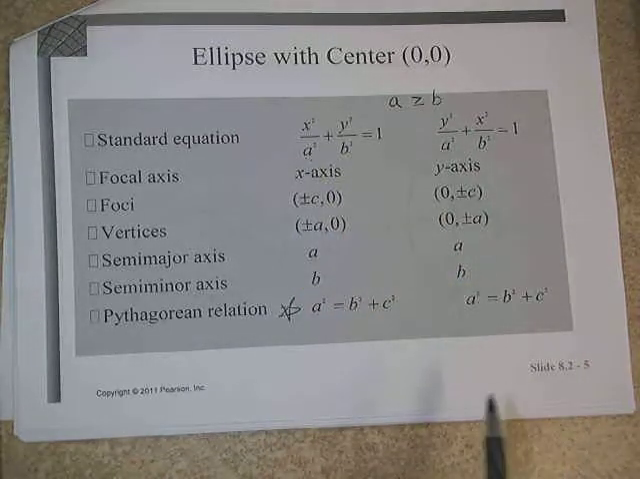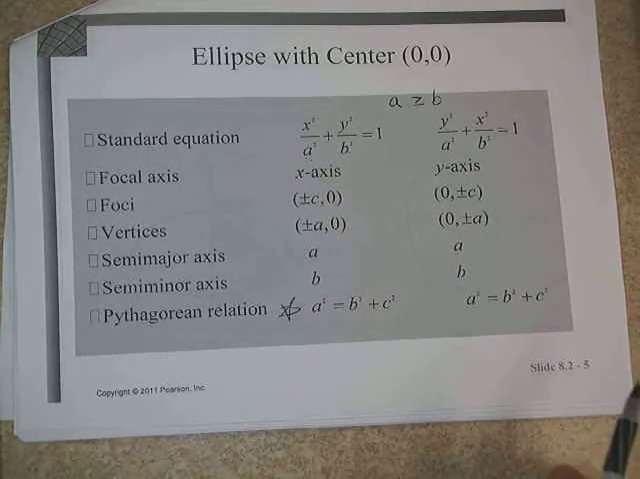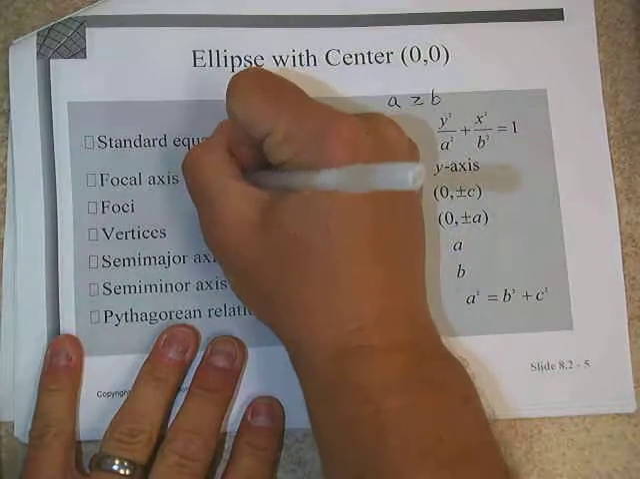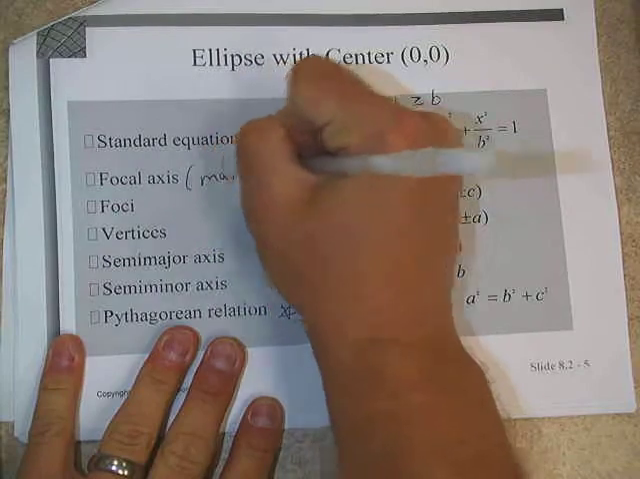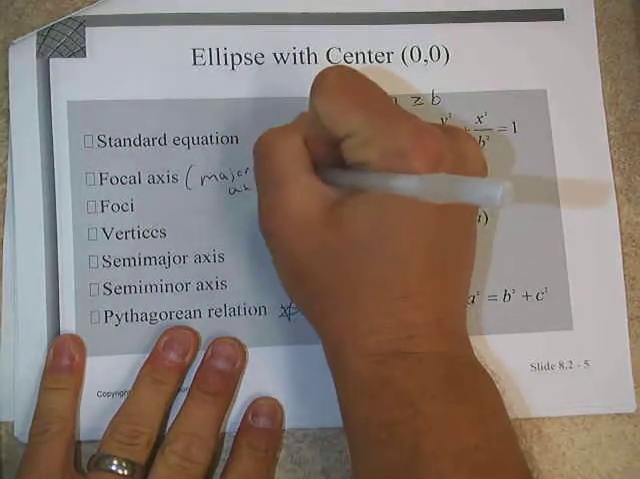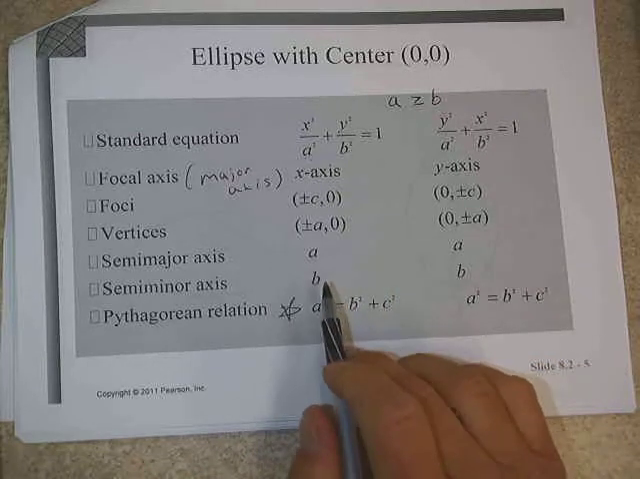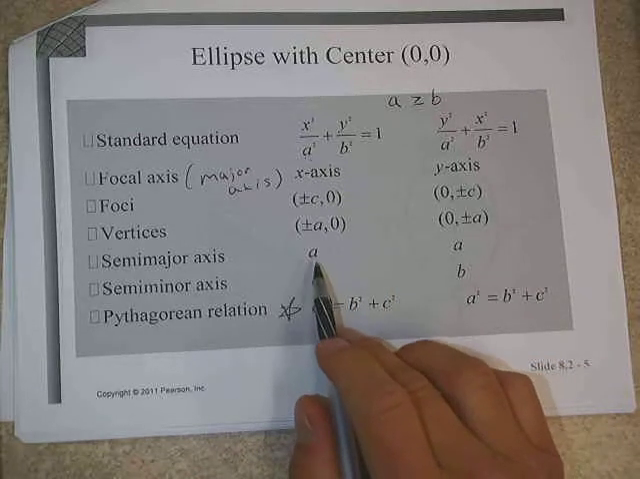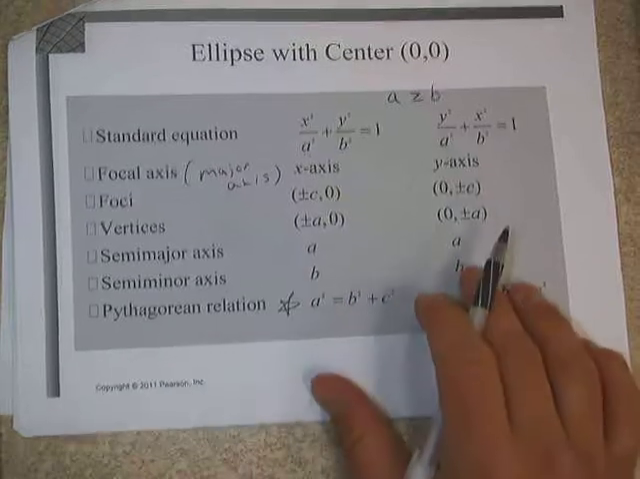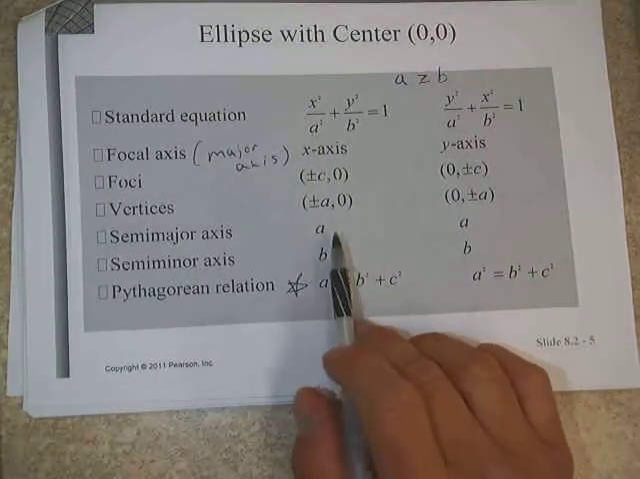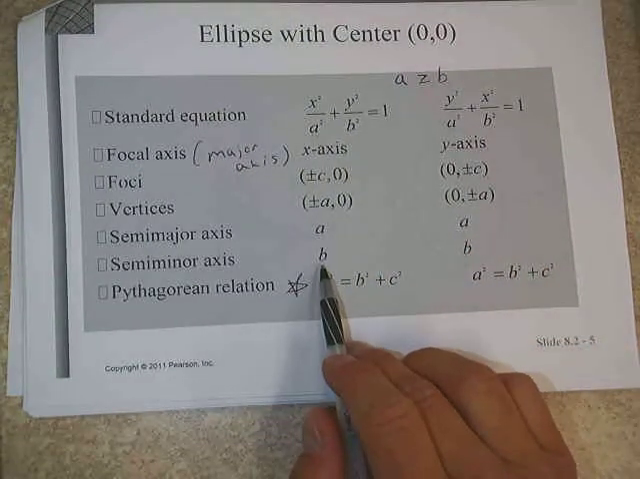The vertices are going to be dictated by the bigger number, A. And again, the vertices are going to be the endpoints of the focal axis. Some books also call this the major axis, so I may say that from time to time because I'm more used to saying major axis from my work.